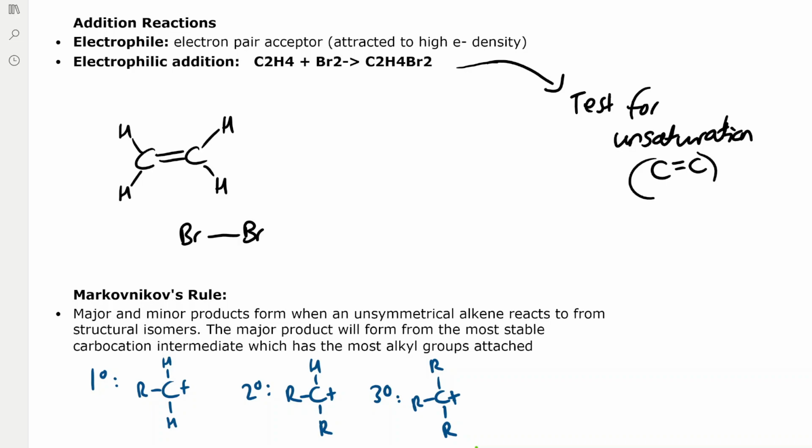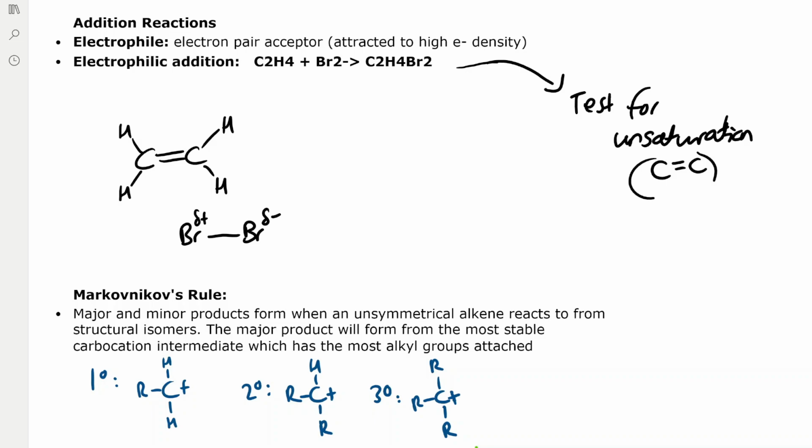And because the double bond is our area of high electron density, it's going to induce a dipole in this bromine molecule. So usually this bromine molecule wouldn't have a dipole because bromine atoms have equal electronegativity values. However, as one of the atoms becomes closer to the double bond, the molecule becomes polarized because the double bond is an area of high electron density. So the atom closest to the double bond will become delta positive, and the atom further away will become delta negative.